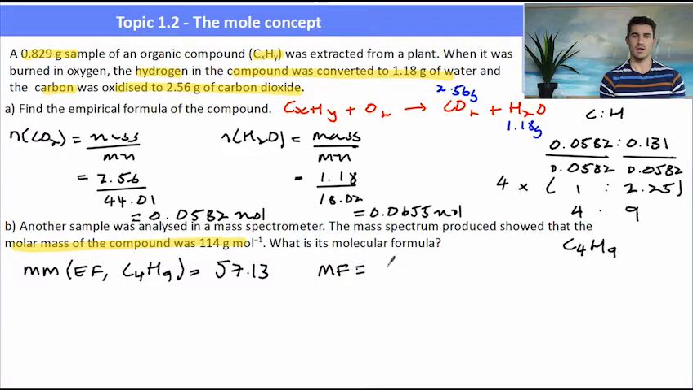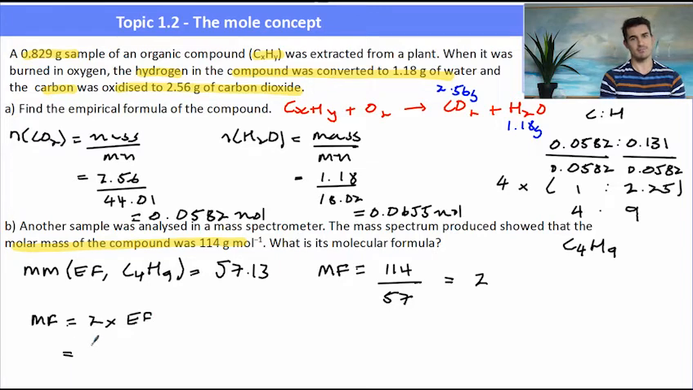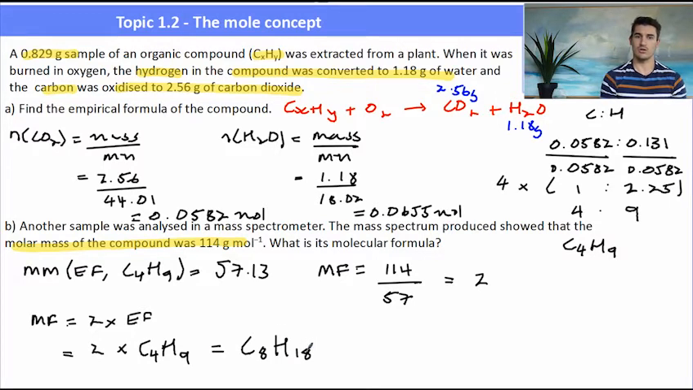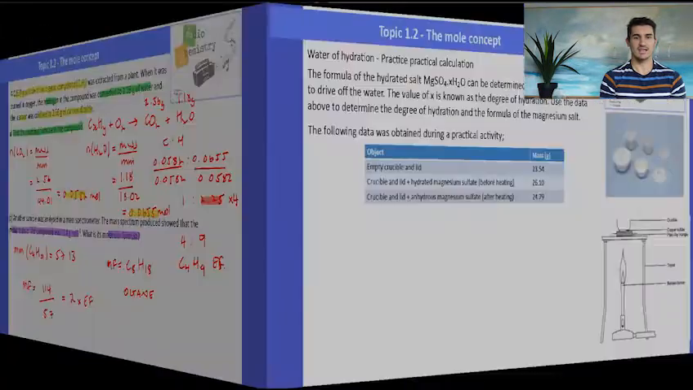114. So we've got to work out how many times we have to multiply the empirical formula by. So 114 divided by 57 is approximately equal to 2. That means we've got to multiply the empirical formula by 2 to work out the molecular formula. So we have 2 times C4H9, which would give us C8H18, which I know is a chemical called octane, and that is the formula, C8H18.